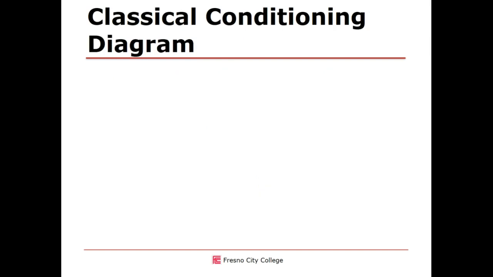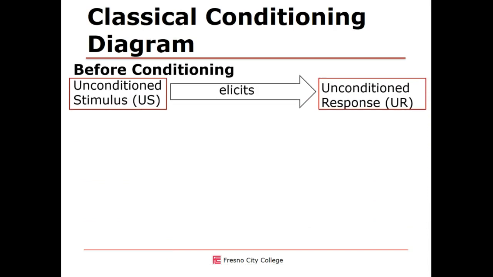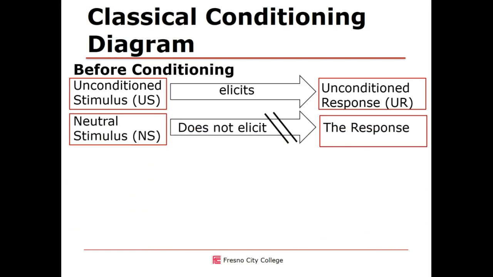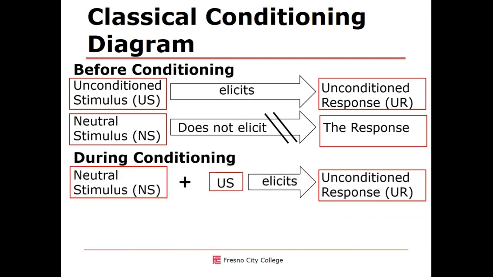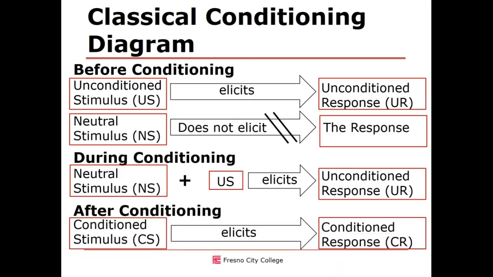Let's take a quick moment to review the relationship between the US, UR, CS, and CR. Before conditioning, the unconditioned stimulus elicits the unconditioned response, but the neutral stimulus does not elicit that response. During conditioning, the neutral stimulus is paired with the unconditioned stimulus, which creates an association between the neutral stimulus and the unconditioned stimulus. After conditioning, the neutral stimulus is no longer neutral.